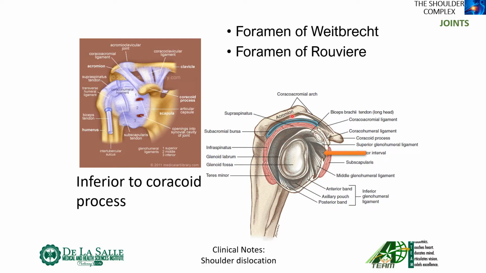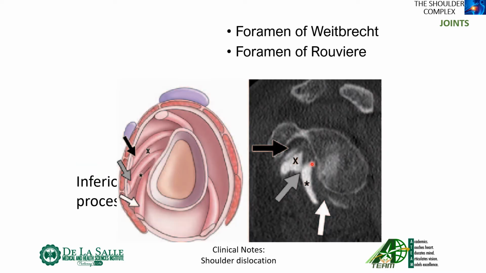This is a cross-sectional view. As you can see, there is an opening. This is the superior GH ligament, middle GH ligament, and inferior GH ligament, and here we have the opening. Here is another cross-sectional view showing you the opening and the different ligaments. This is an MRI cross-sectional view again. This is anterior, this is posterior.